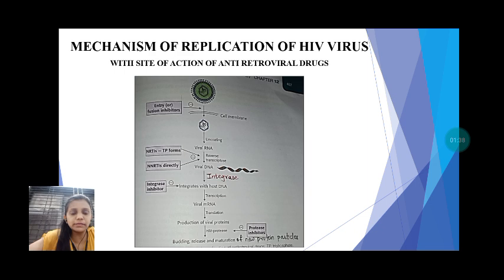Now we'll see the mechanism of replication of the HIV virus. Once the virus infects our body and enters into our cell, the uncoating takes place. Now the viral RNA gets converted into viral DNA with the help of the enzyme reverse transcriptase. Then this viral DNA gets incorporated into the host DNA with the help of an enzyme known as integrase. Once it integrates with the host DNA, transcription occurs and the viral mRNAs are formed. Then translation takes place and the viral proteins are formed. Now with the help of the enzyme protease, maturation and release of the new viral particles takes place.